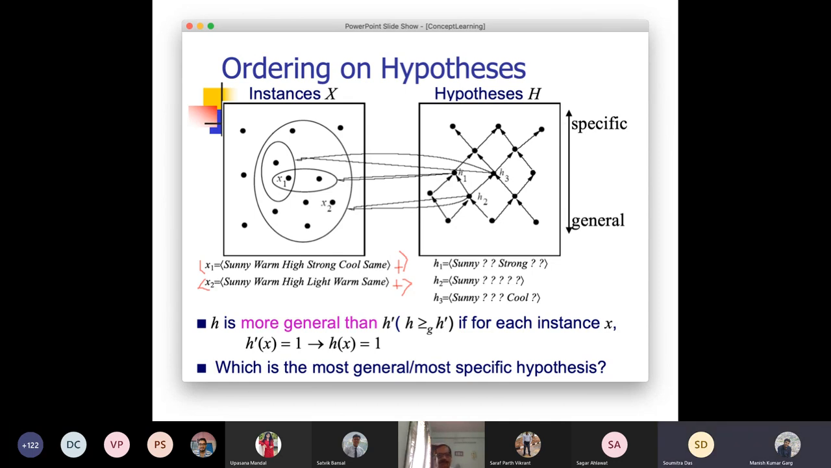Yes, sir. Sir, actually, I have forgotten the value names. For example, for sky, there are three values: sunny, cloudy, and rainy. I'm just writing in short form. So, sir, there will be one example of x1, and there will be another example like cloudy, and there will be something else instead of warm.